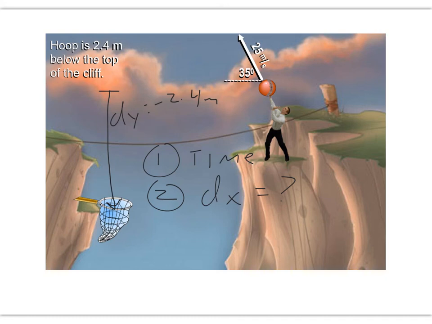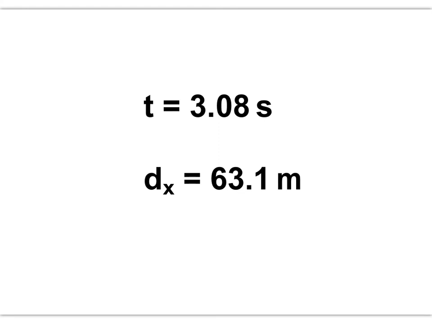I'll have the answers on the next slide, but I would say that you should pause it at this point and try to work the problem before you peek at the answers. Feel free to work with your team, and good luck. Okay, well, here's the answers. Hopefully you didn't peek ahead and you tried this for yourself before you looked. And even more importantly, hopefully you got 3.08 seconds for the time and 63.1 meters for that horizontal distance.